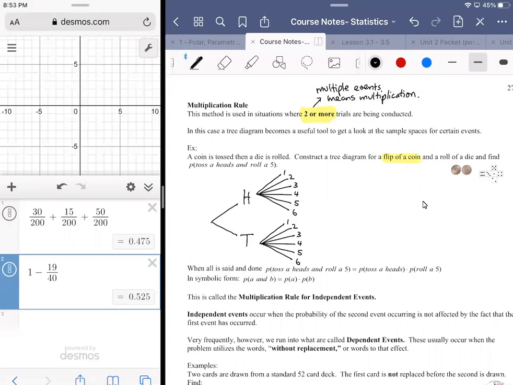All right. So all you're doing is you're going through each outcome for each event and then following that up with whatever the next event is. All right. So my first event was that I'm flipping a coin, possible outcomes, heads or tails.